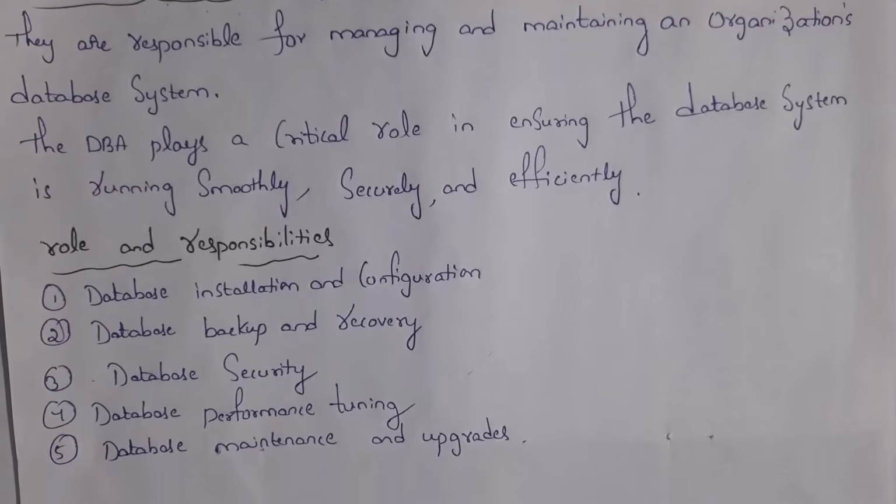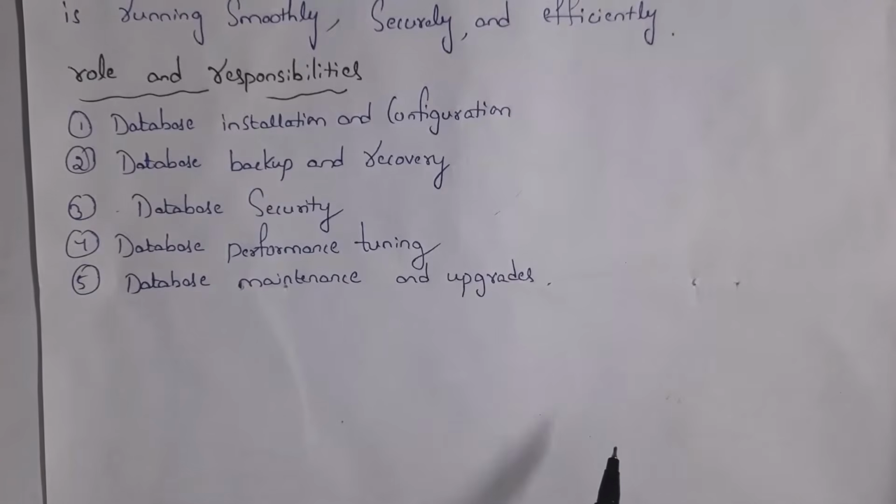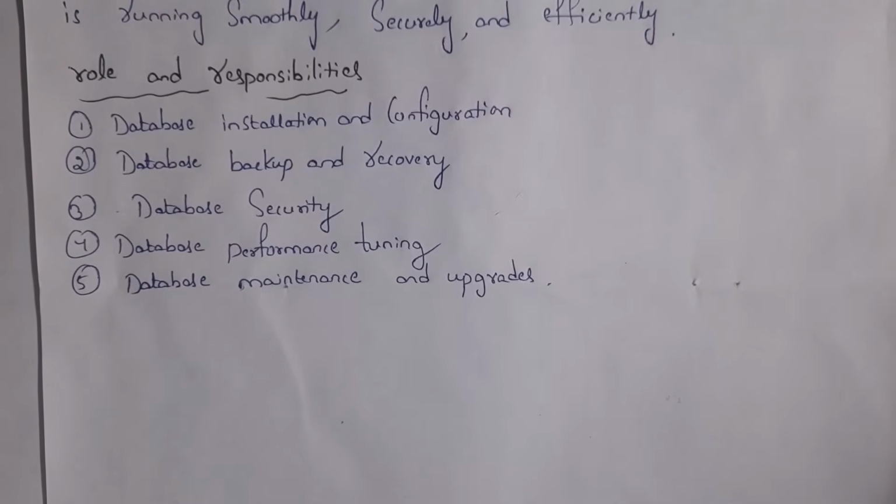The first one is database installation and configuration. The database administrator will install the database software and configure it. That is, he will provide settings to the database, like how to arrange files in the database, security settings and so on. Guys, a software company contains servers. So the database administrator will install this database software on the servers.